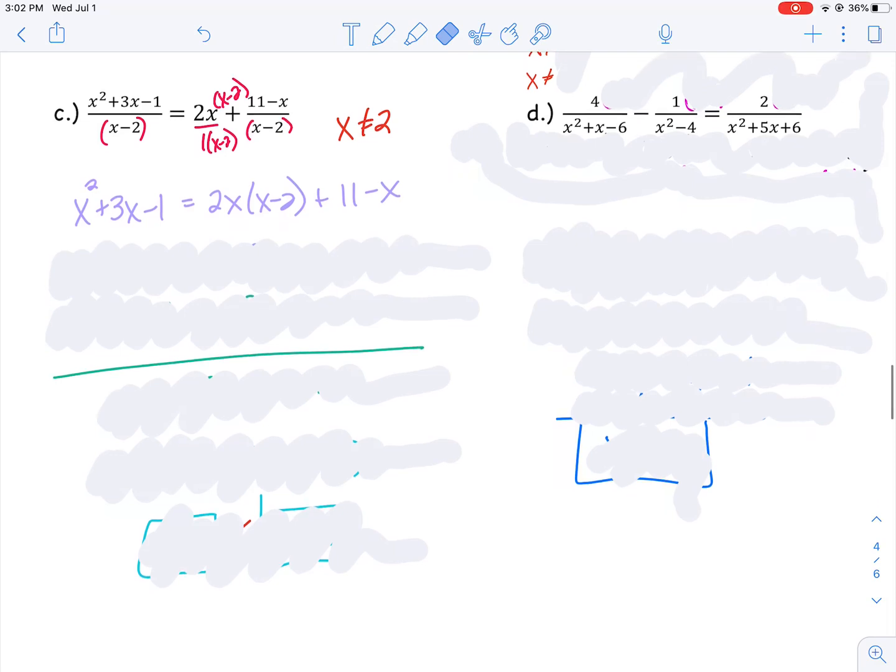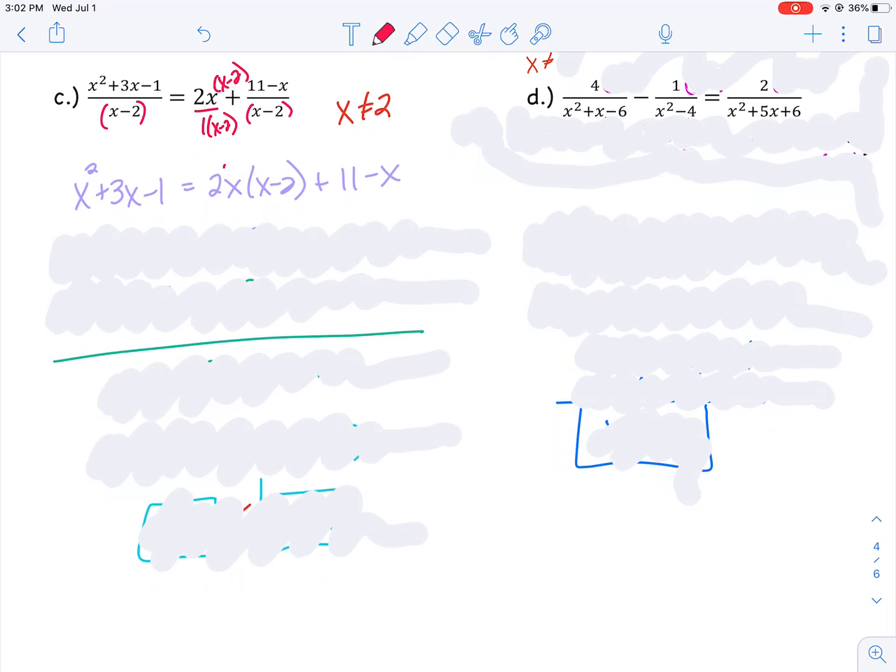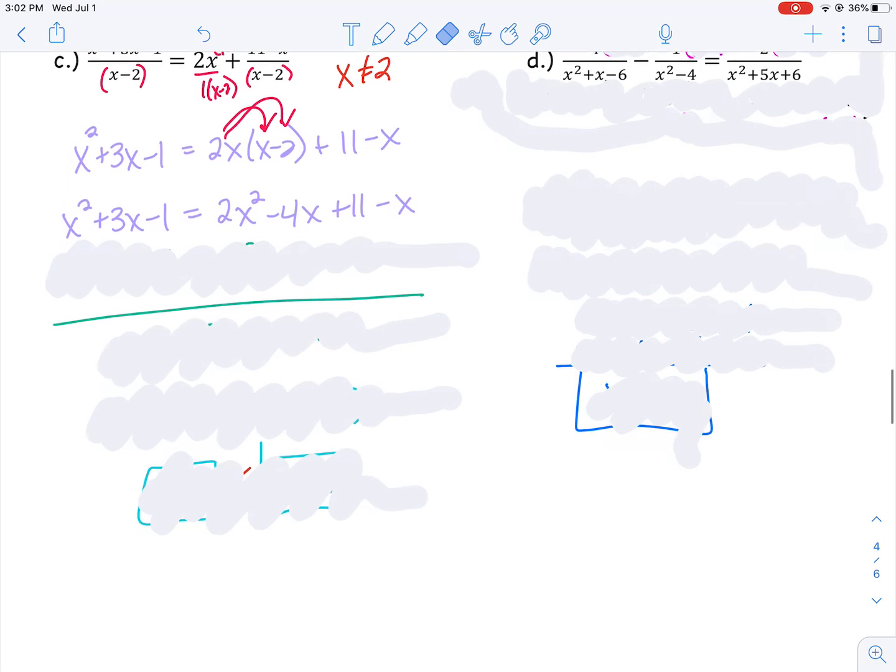Make sure that you distribute your 2x into the parentheses here. Let's go ahead and combine some like terms. And let's go ahead and move everything to the same side.